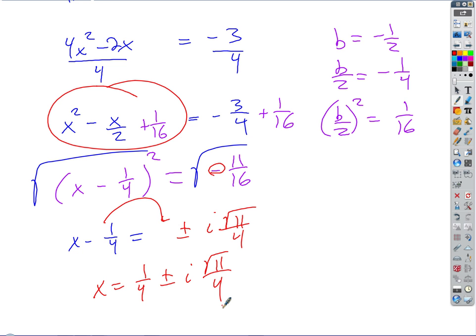Questions on that? Does the i have to be in front of this? It doesn't have to be. Our convention is that, let's say we had an answer like 2 plus or minus 3 times the square root of 7i. What's the only problem with putting the i at the end there?